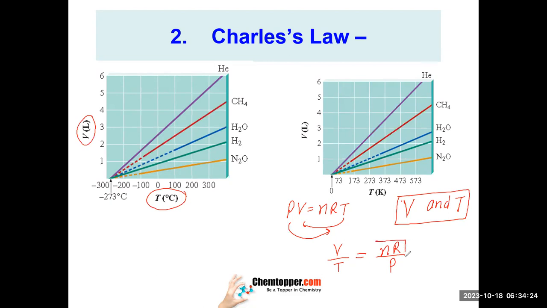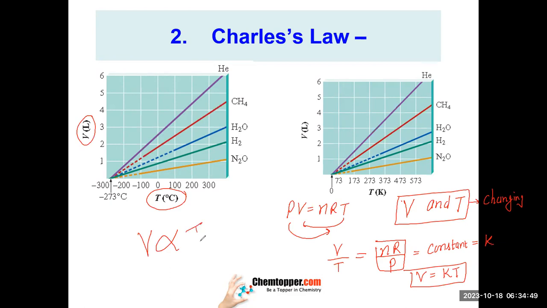And what is nR over P? Because I said only these are changing, rest all are constant. So nR over P is constant. That constant I can take as K. So V is equal to KT. All these things we did earlier also. So from here we have the relation that volume is proportional to temperature.